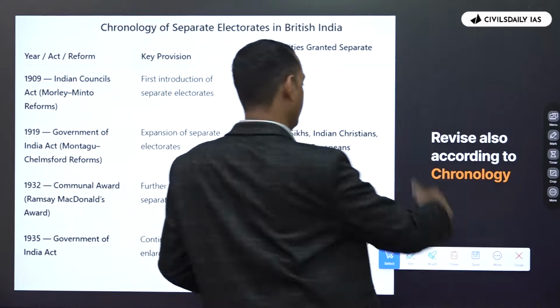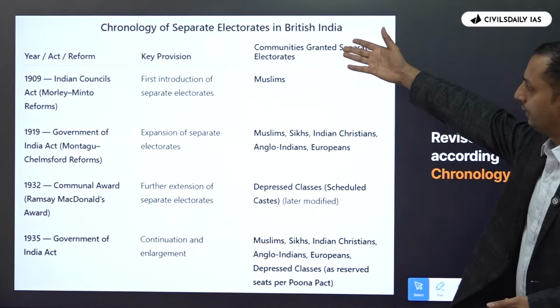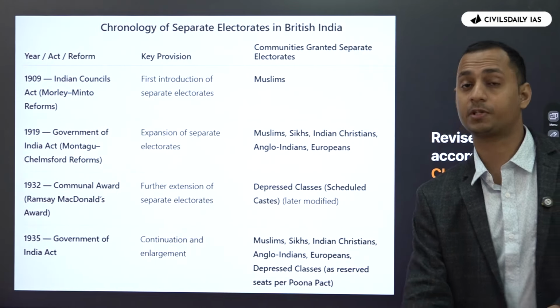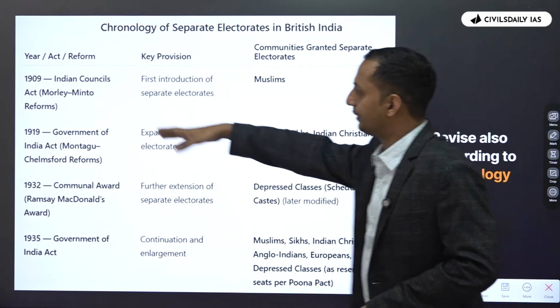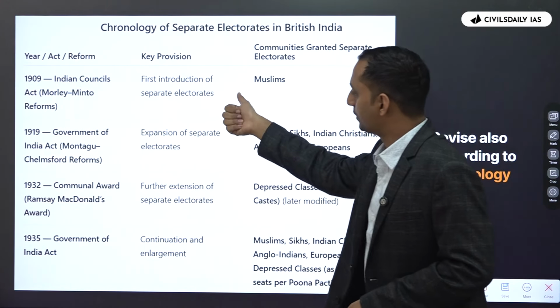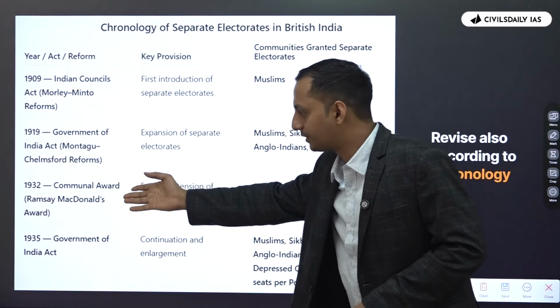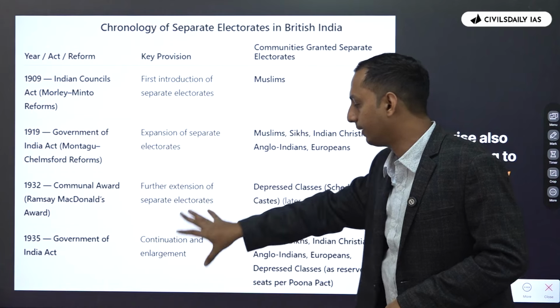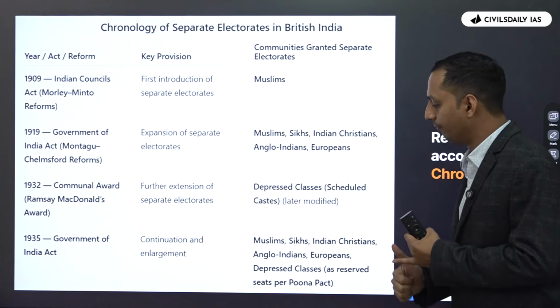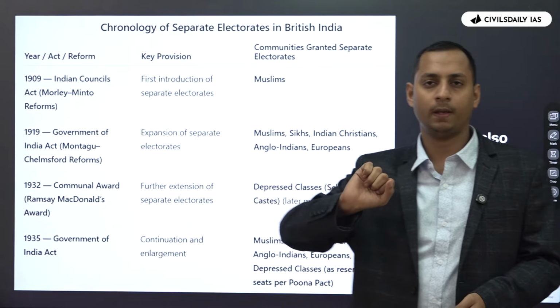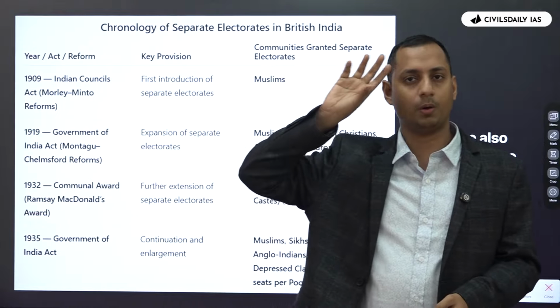So let's say, for example, revise according to the chronology. I have given here an example with respect to separate electorates. 1909, Muslims; 1919, Muslims, Sikhs, Indian Christians; 1932, Ramsay MacDonald Award given to depressed classes; 1935, it was allotted to women and all the other people out there. So this is the way you have to frame a chronology in mind.